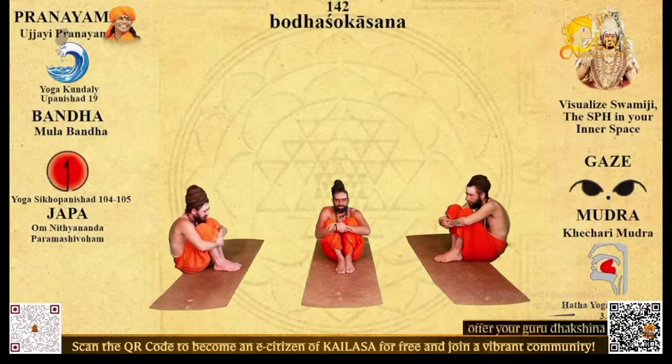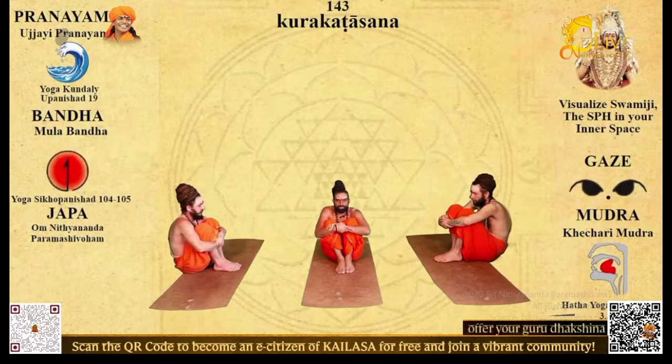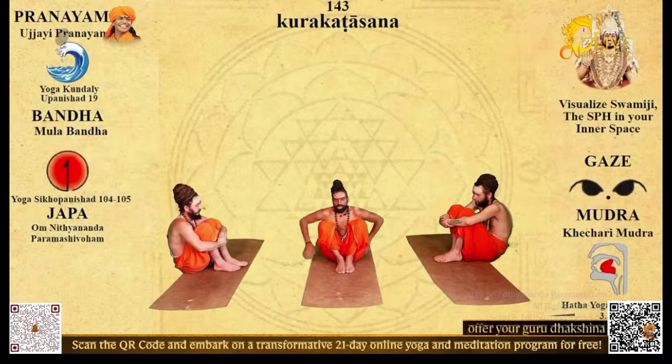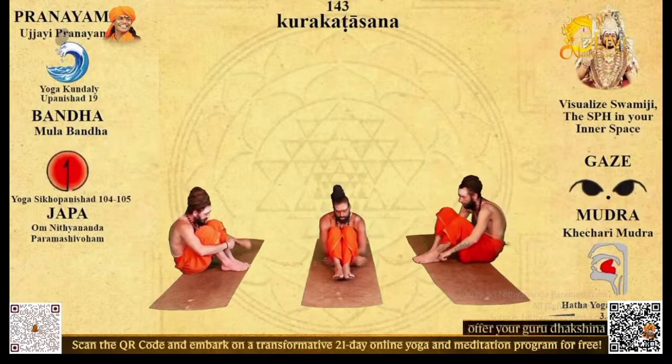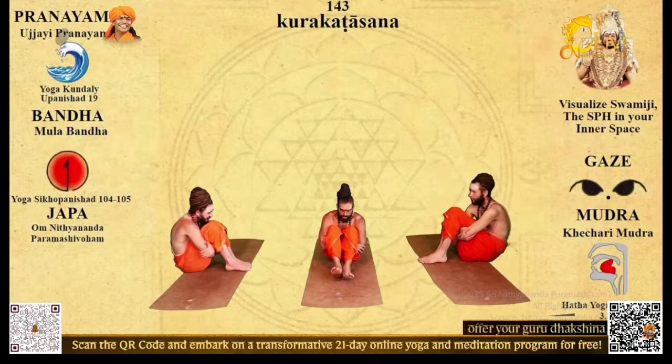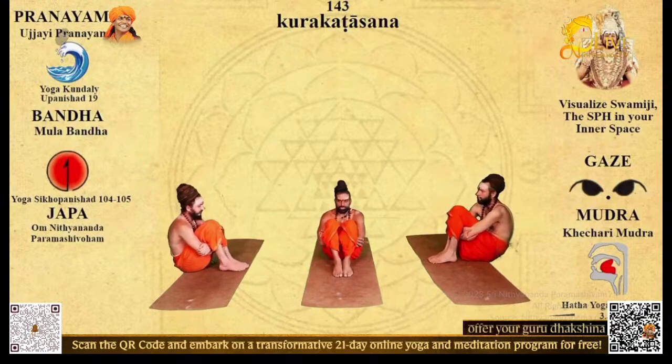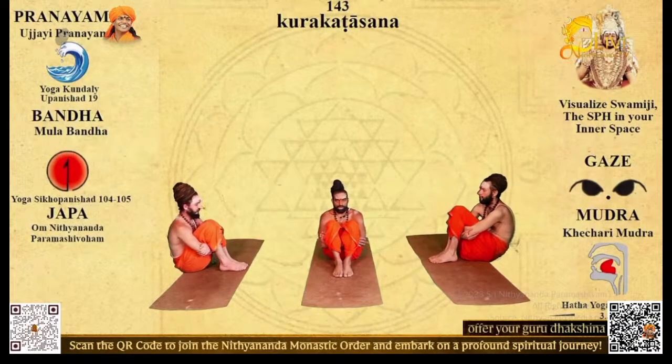The next asana is Kukkutasana. From the same seated position, now bring the arms under the knees and hold the opposite elbows. Now bring the feet closer, gaze to the nose, visualize Swamiji in space as you engage Moolabandha.